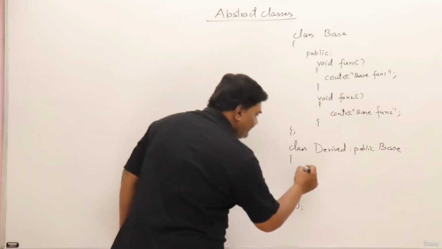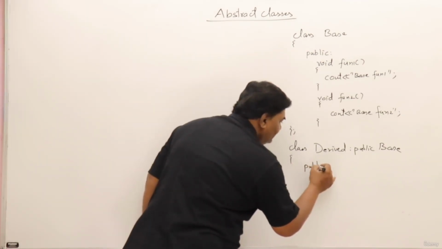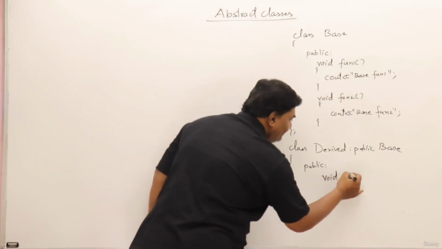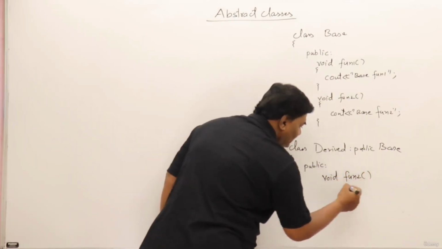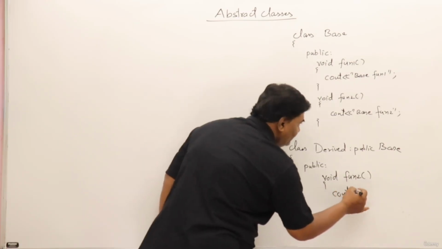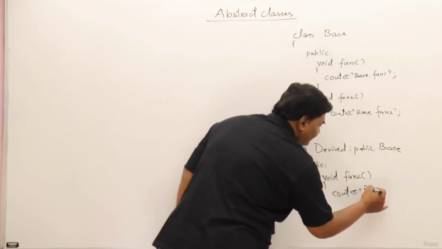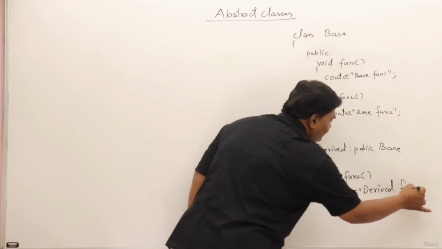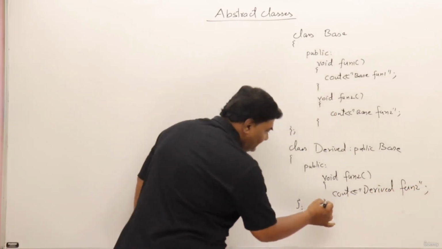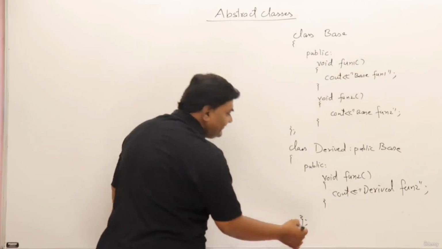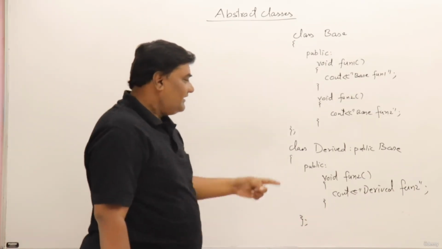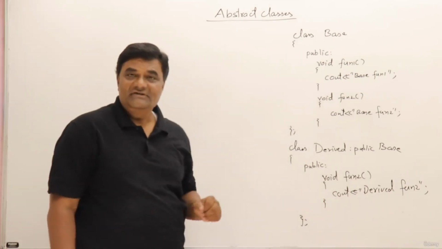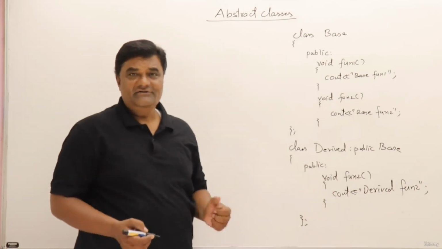Now second thing, inside this I will write one function, that is the same function, void function 2, and here I will say cout derived fun2. Now this is function overriding, redefining a function of base class in a child class, that is derived class. It is redefining the function.